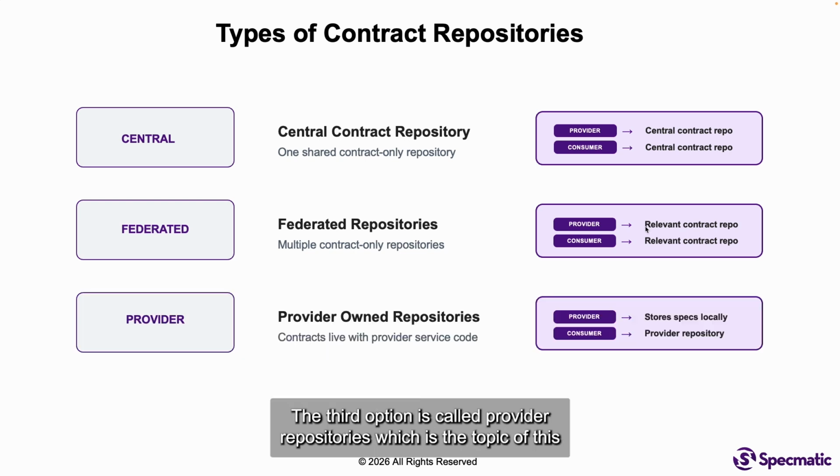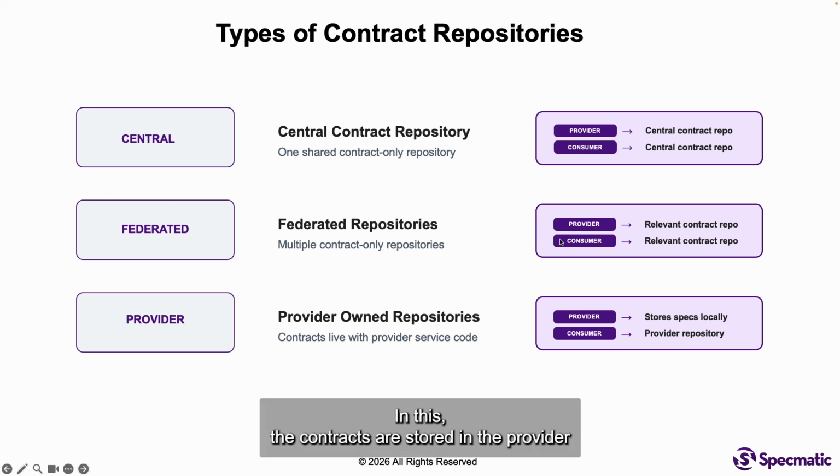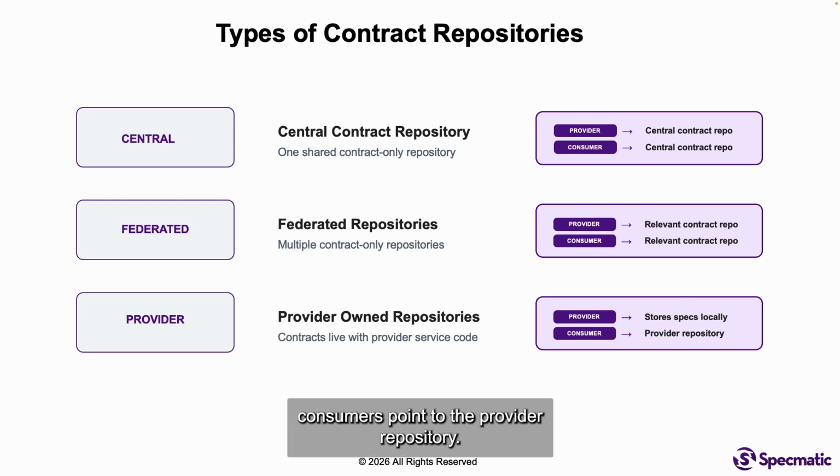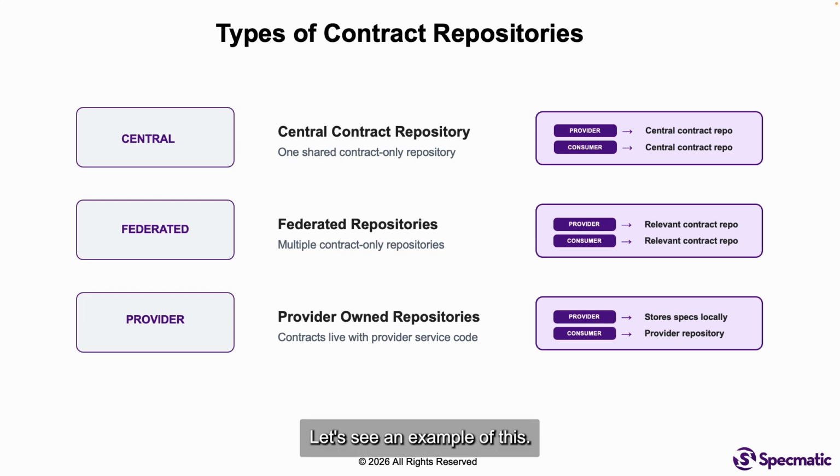The third option is called provider repositories, which is the topic of this video. In this, the contracts are stored in the provider repositories. So for the providers, the contracts are local, whereas the consumers point to the provider repository. Let's see an example of this.